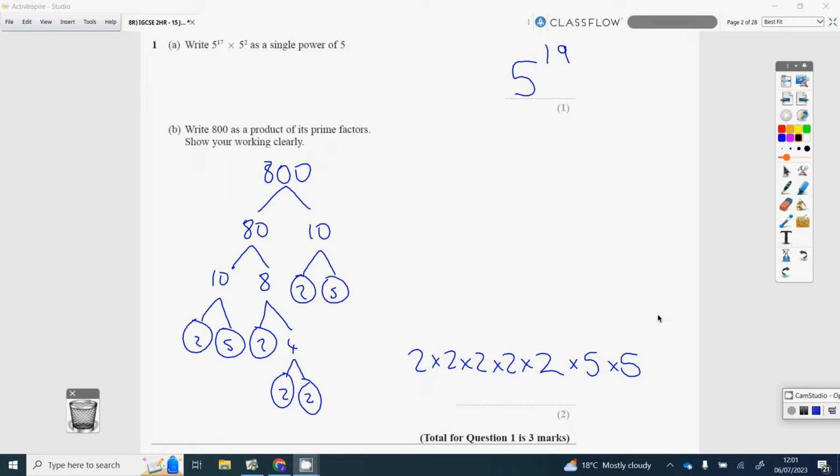Question number 1. Well, this is just one of the basic index laws. When we multiply, we add the powers. 17 add 2 is 19, so 5 to the power of 19.